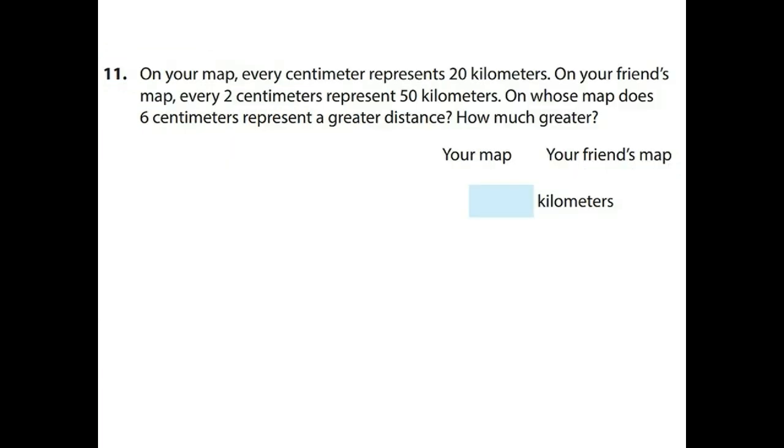Alright, our last one says on your map, every centimeter represents 20 kilometers. On your friend's map, every 2 centimeters represents 50 kilometers. On whose map does 6 centimeters represent a greater distance? And then, how much greater? So in order to work this out, we're going to need to have two separate tables that show the relationship between these measurements. Alright, and this is what those tables would look like.